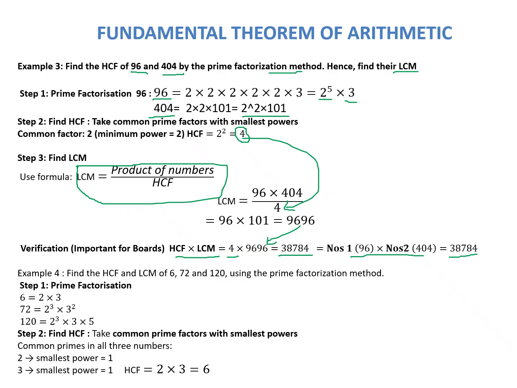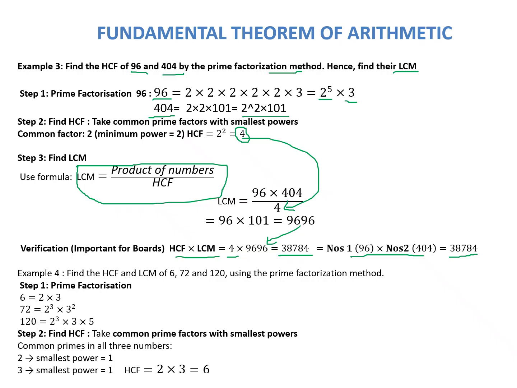Now, when we apply this rule that LCM into HCF is the product of two numbers, this holds very good when we are talking about two numbers. But the moment we have more than two numbers, we are going to adopt the same method that we adopted in the previous slide, whereby we find the HCF by taking the common factors with the lowest power, and we find the LCM with the factors with the highest power.